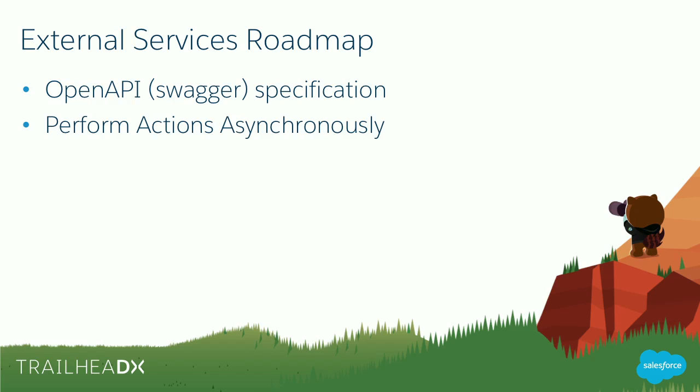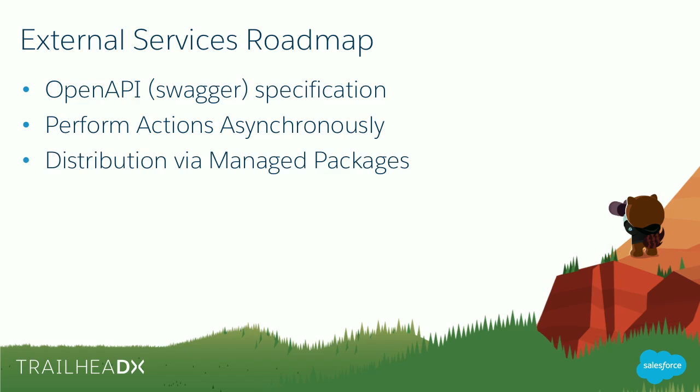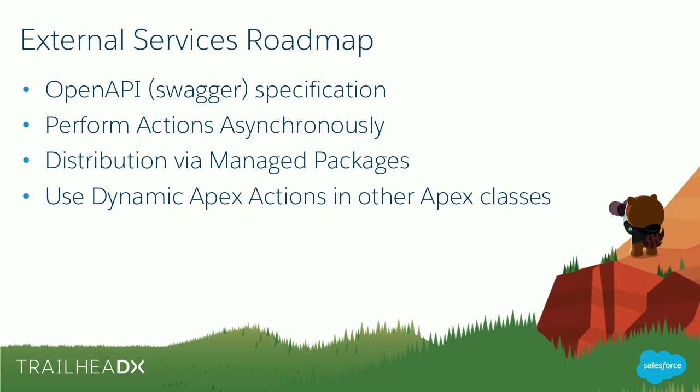We're also looking to make these actions asynchronous. Today, they happen synchronously, meaning as soon as you make the call out, it just happens. We want to make it so that it doesn't have to be part of the same transaction. We are going to allow these external service registrations to be packageable in managed packages so that ISVs can take advantage of them. And we want to make these dynamic Apex actions available to other Apex classes. Today, you only see them in the Flow Designer or the Process Builder, wherever invocable actions are viewable today.